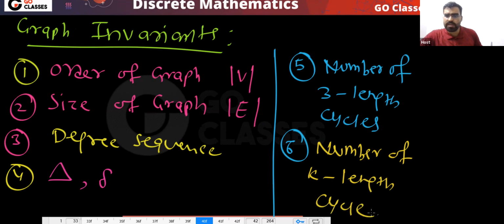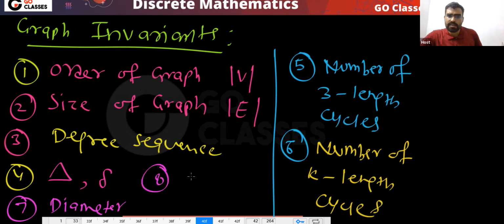So these properties are the graph invariants, the properties which should be the same for isomorphic graphs. Maximum degree, minimum degree, order of a graph, size of a graph, degree sequence, number of cycles. What else? Diameter. Connectedness, meaning either they both must be connected or they both must be disconnected. All these concepts are basically graph invariants. Is this clear to everyone?